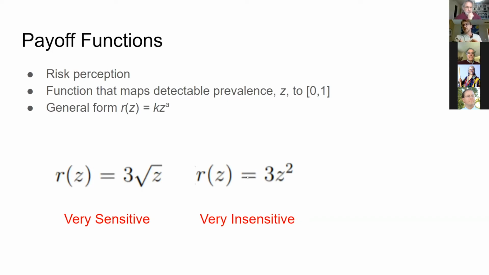We have a second function to represent people who are relatively insensitive to risk. So even if there are rising numbers, they still go out to do their business. And then finally, since we have sensitive and insensitive, there has to be one in the middle.